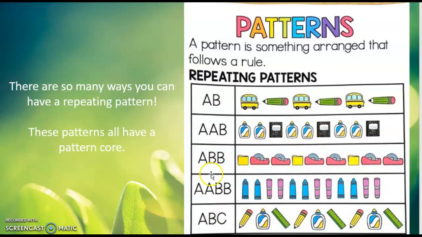Patterns can also be ABB. Note file, tape. Note file, tape. Or like we seen in class yesterday, a pattern can be AABB, where there's two colors that keep repeating. Blue, pink, blue, pink. And lastly, a pattern can be an ABC pattern, like this. Pencil, glue bottle, ruler. Pencil, glue bottle, ruler. And that keeps repeating.